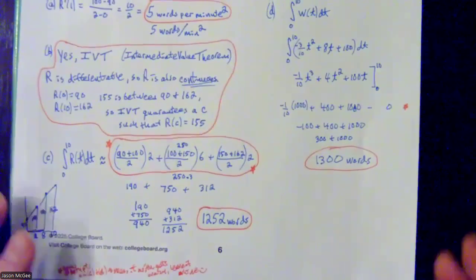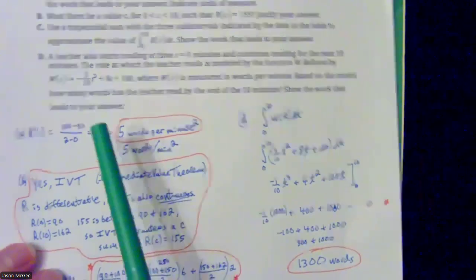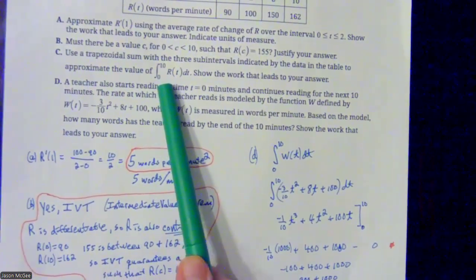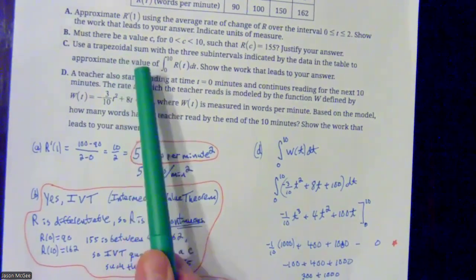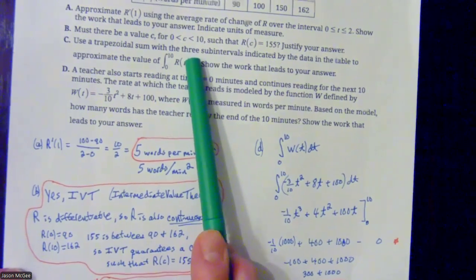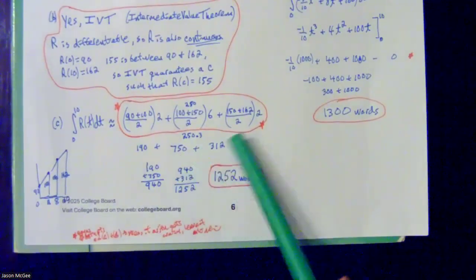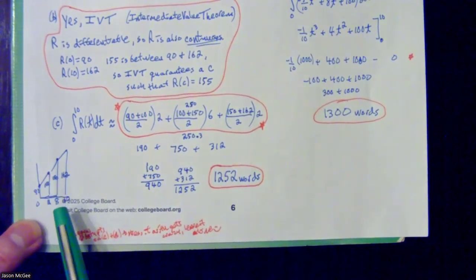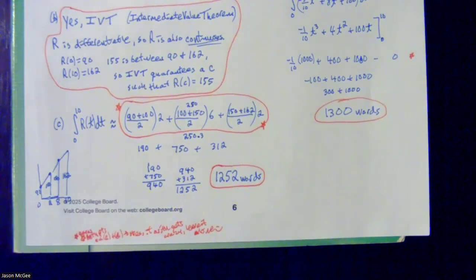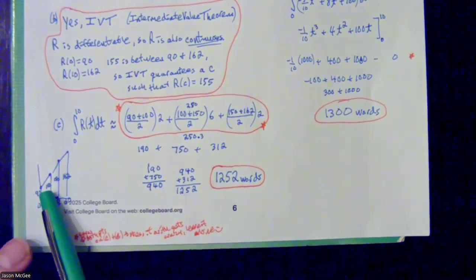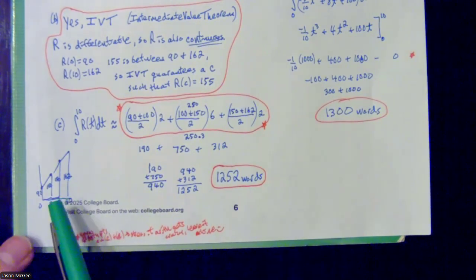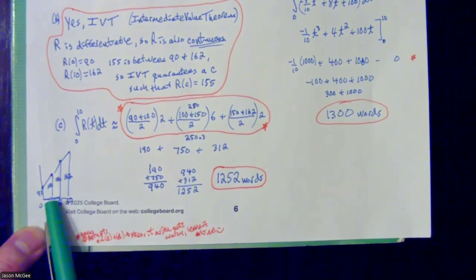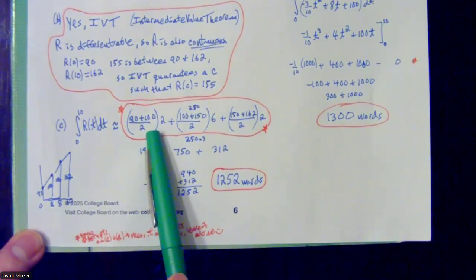Okay, letter C. Actually, no, hold on. Letter C, we're supposed to approximate this integral using a trapezoidal sum. So we're going to draw a few trapezoids, 3 trapezoids, and do the area formula for a trapezoid right there. I roughly plotted those points: 0, 90; 2, 100; 8, 150; 10, 162 from the chart. And then I counted 3 trapezoids. Remember, to do the area of a trapezoid, I did base 1 plus base 2, add up those heights, divide by 2, and then times the height, which is 2. So that's the area of that first trapezoid.